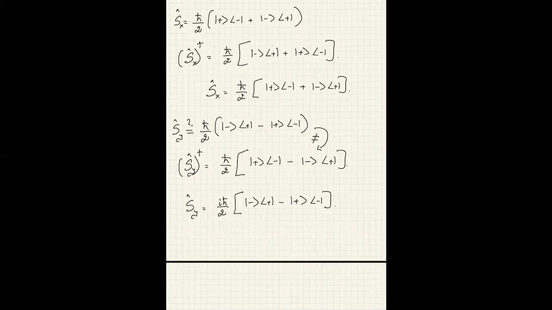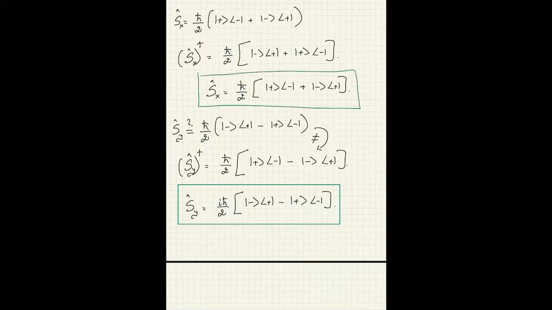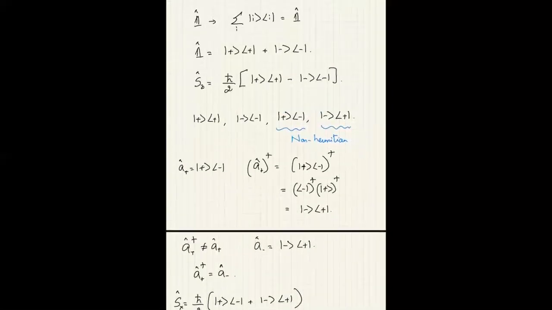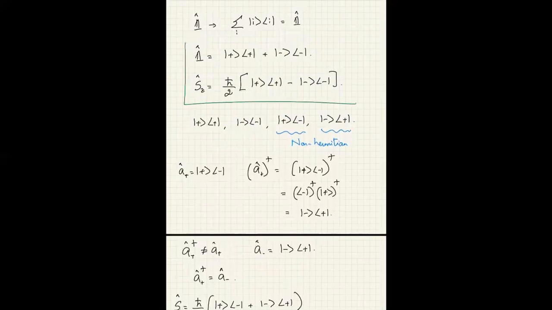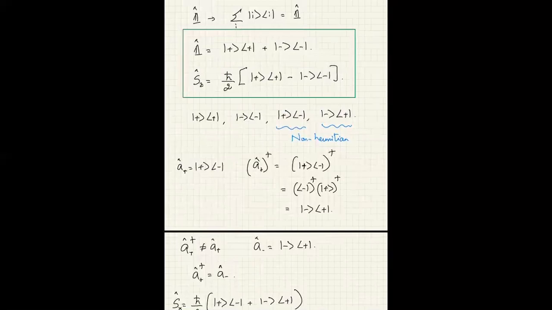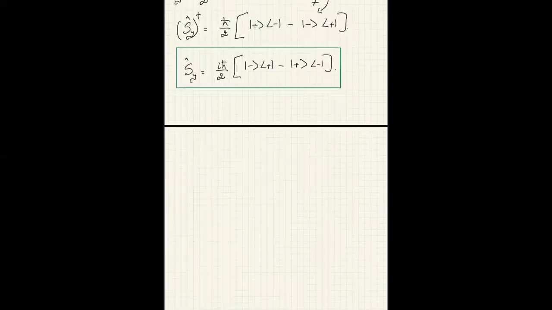Okay, so let me put a box around these equations, because we'll be using them again. So this is my Sy. This is my Sx. Okay. This is my Sz, and this is my identity operator. All right. So the next part of this question says, using the operators that you have just deduced or guessed, demonstrate that the commutation relation [Sx, Sy] = i h bar Sz is true. Okay.